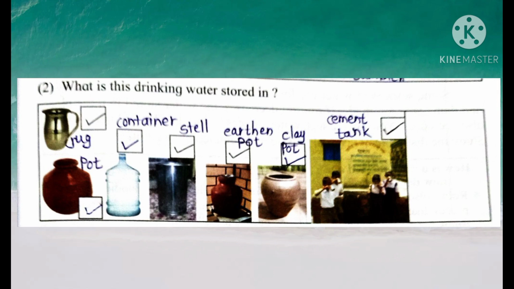Second question, what is this drinking water stored in? We can see jug, pot, earthen pot, plastic container, steel container, clay pot and cement tank. In all these things we are storing our water.